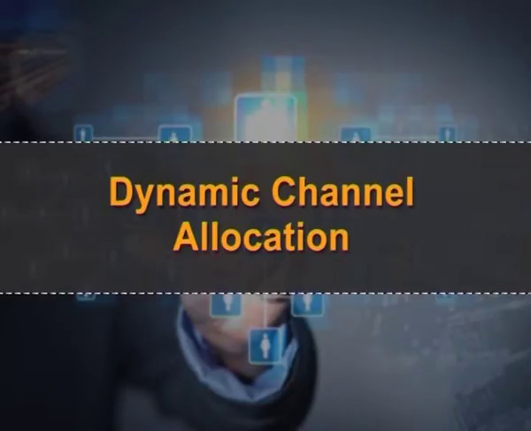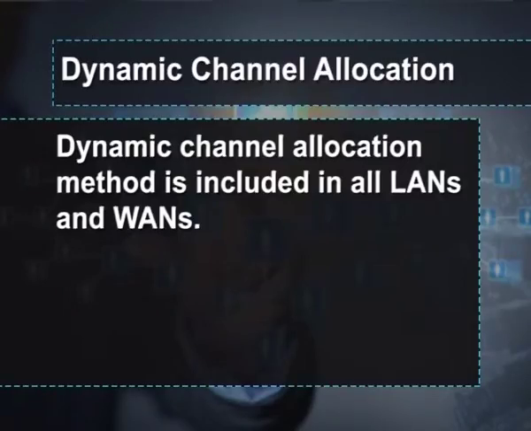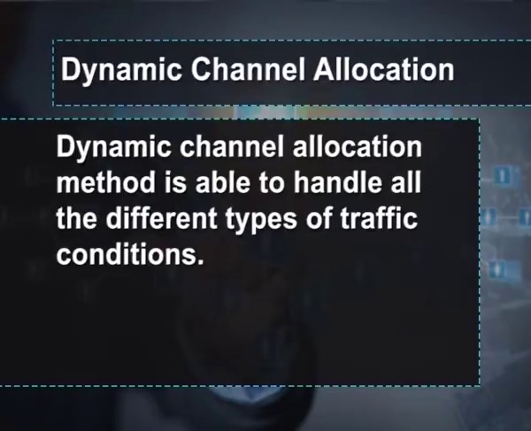Next method of channel allocation is dynamic channel allocation. Dynamic channel allocation method is included in all LANs and WANs. Dynamic channel allocation method is able to handle all the different types of traffic conditions. An order is built up among the stations of the LAN so that proper chance is given to each station to transmit its data frames. But for this, some requirements are to be satisfied by the LAN.